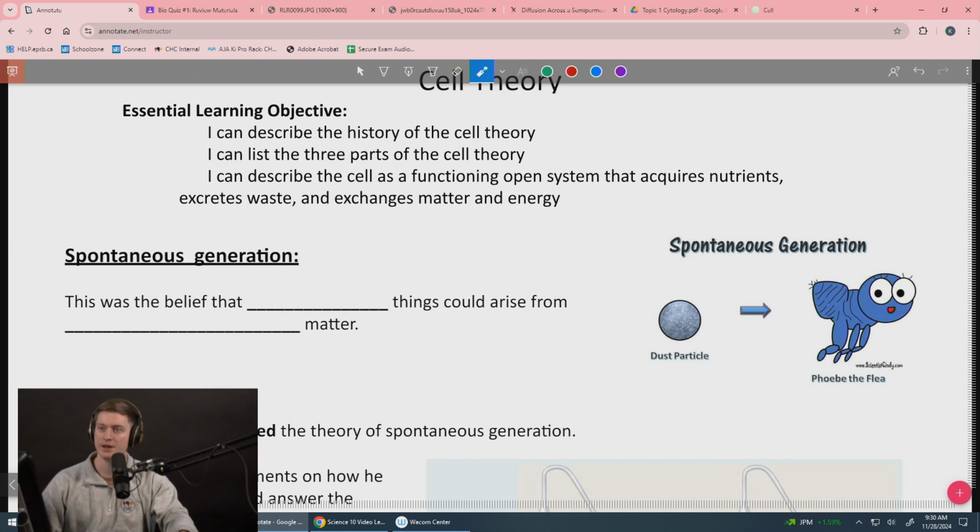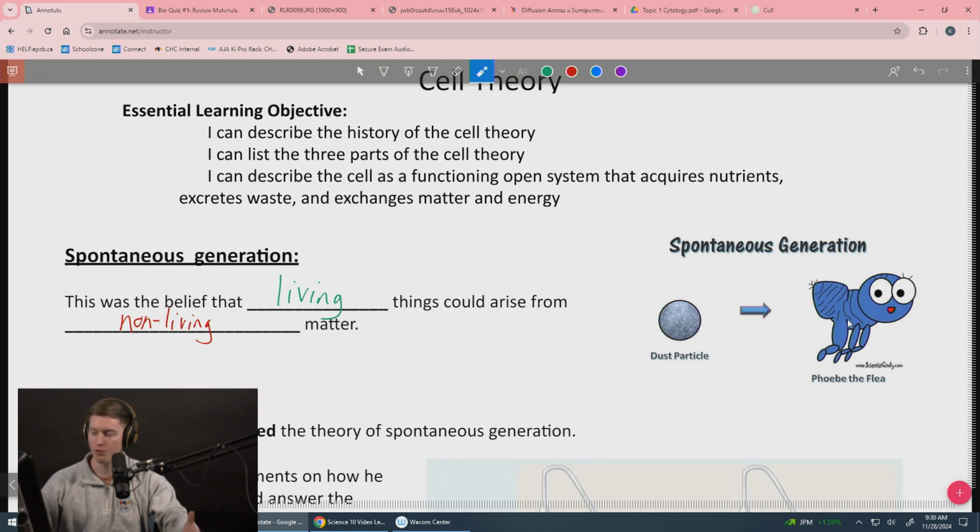Before cell theory, there was an idea of spontaneous generation, which is the idea that living things, or biotic things, could arise from non-living matter. Here's a picture of a dust particle becoming a flea.